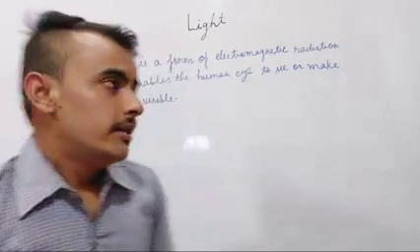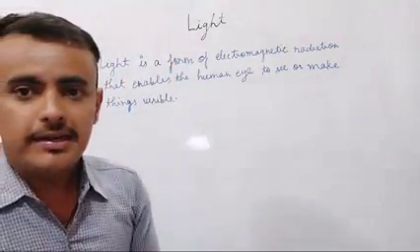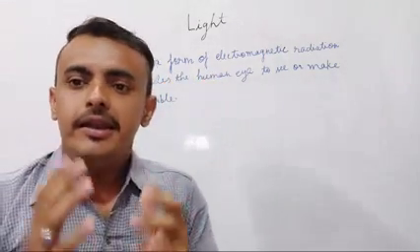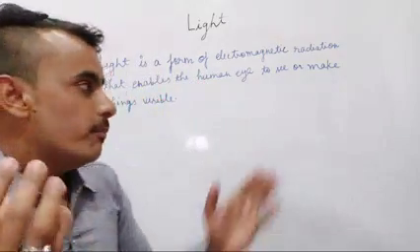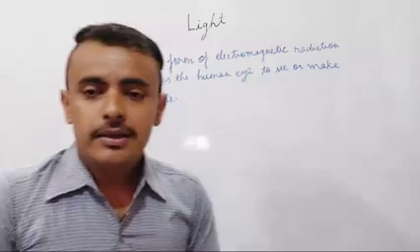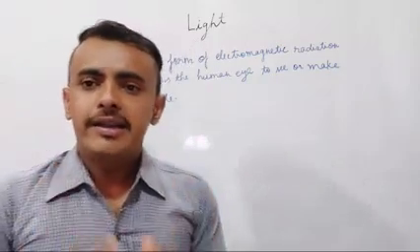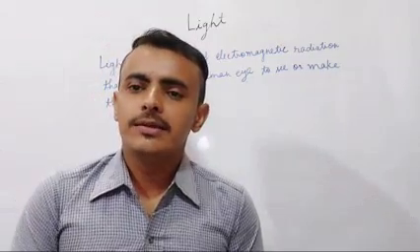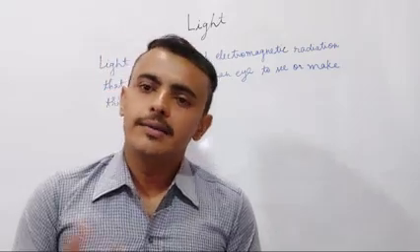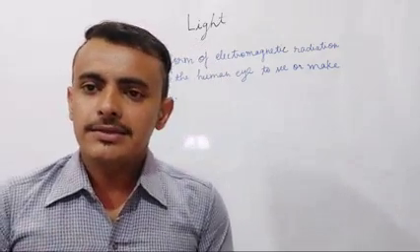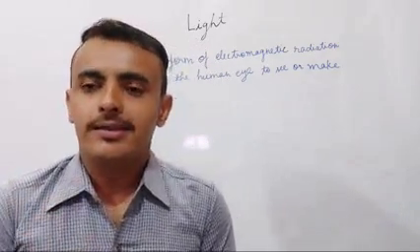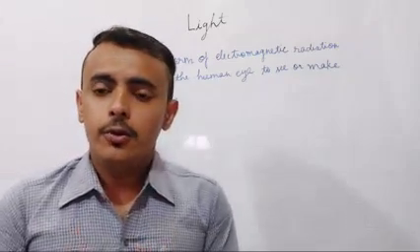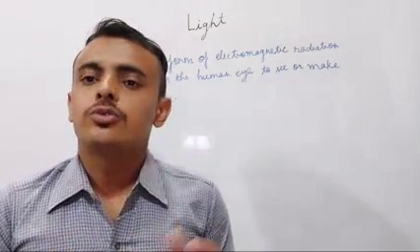What is light? Light is a form of electromagnetic radiation that enables the human eye to see or makes things visible. It means that light helps us to make things visual. In other words, we can say that light is an electromagnetic radiation which makes things visible to the eye. That's all about light. And now we learn about the sources of light.